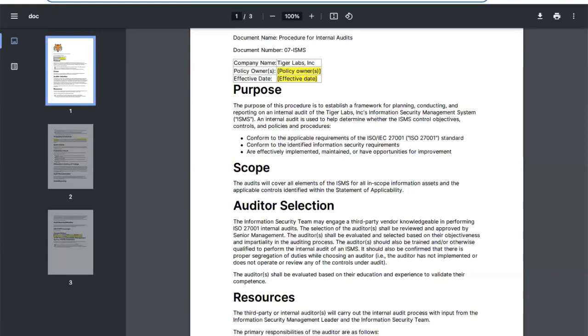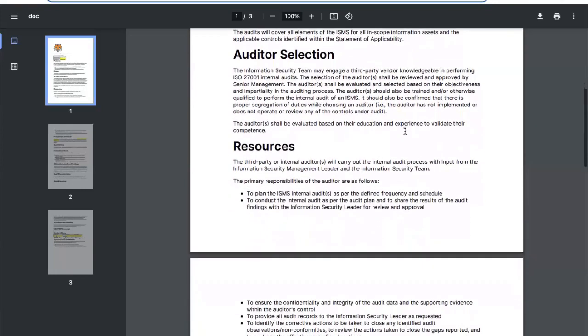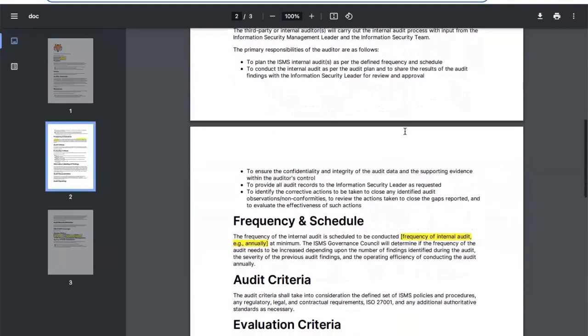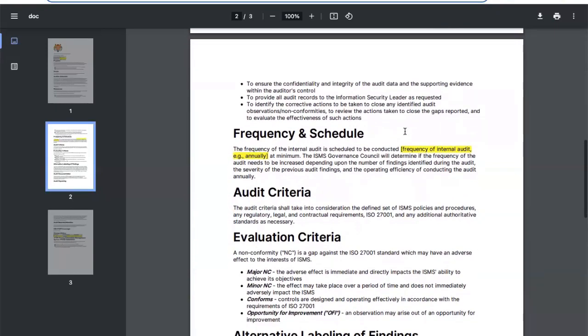And so for the policy, this is what it's addressing. Starting off with the scope, it moves on to auditor selection. Scrolling down, it talks about the resources needed to perform the internal audit. After that, it talks about the frequency and the schedule. And moving down from there, the evaluation criteria, etc. So as you can see, this policy is aligning with those specific objectives in the framework.